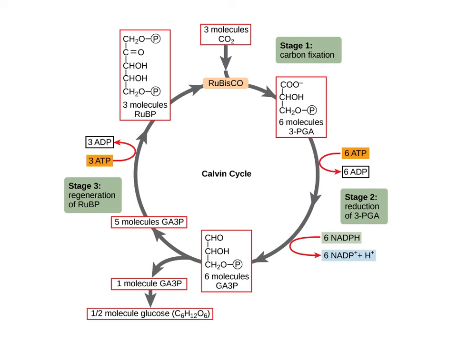So what you can see here is that it maintains balance for the regeneration part of the pathway. We send back in, or we maintain, 5 molecules of glyceraldehyde 3-phosphate for every 1 molecule we want to export from the pathway.